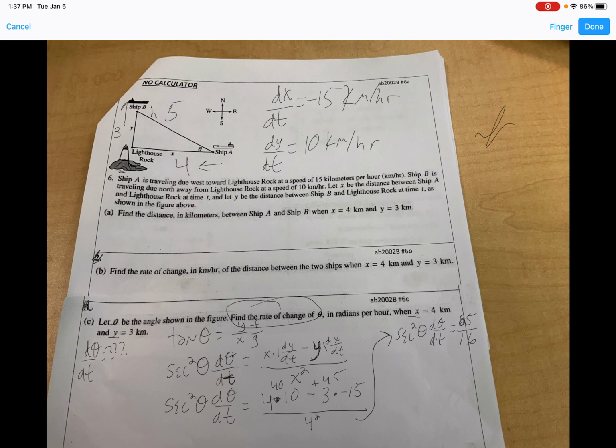Now the problem here is that I still have 2 unknowns. I don't know what d theta dt is. That's what I'm looking for in the question. And I don't know what theta is. Now, I don't need theta to figure out what the secant of theta is. It all has to do with our right triangle trig.